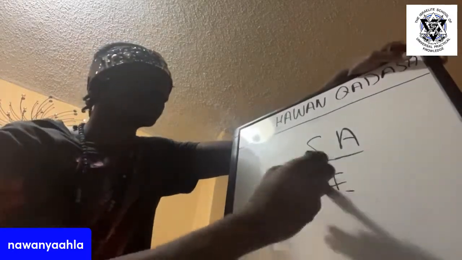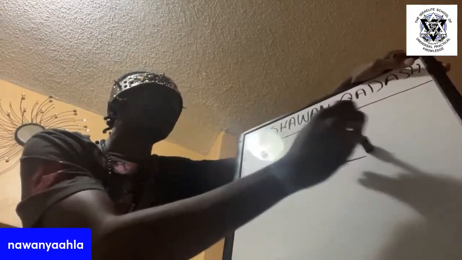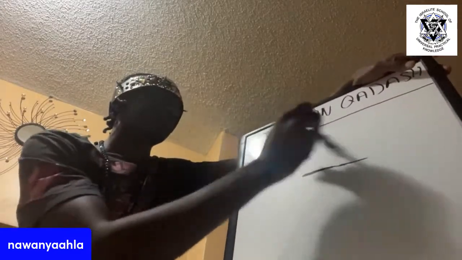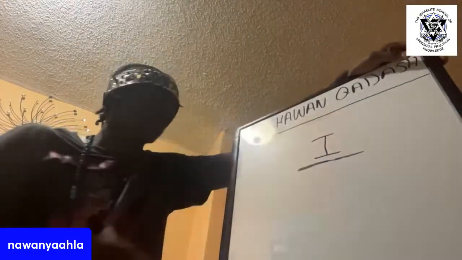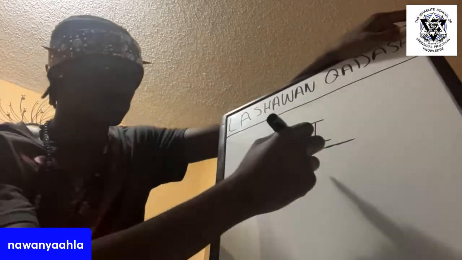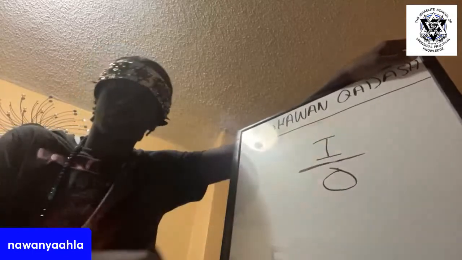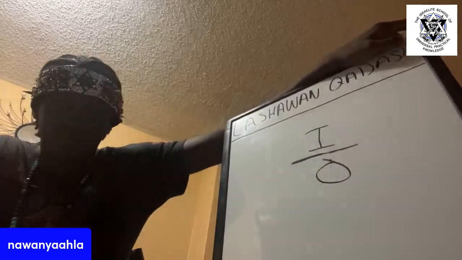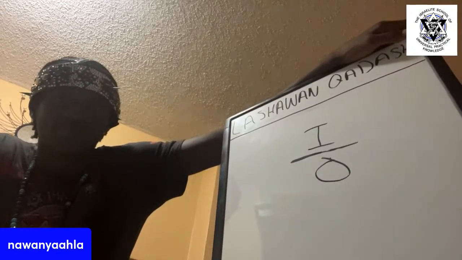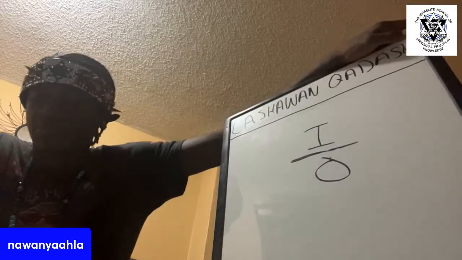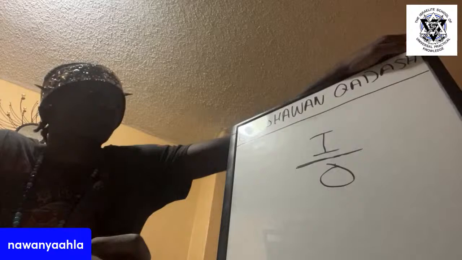Next up is the I. That's the I in Paleo Hebrew. This is the I.